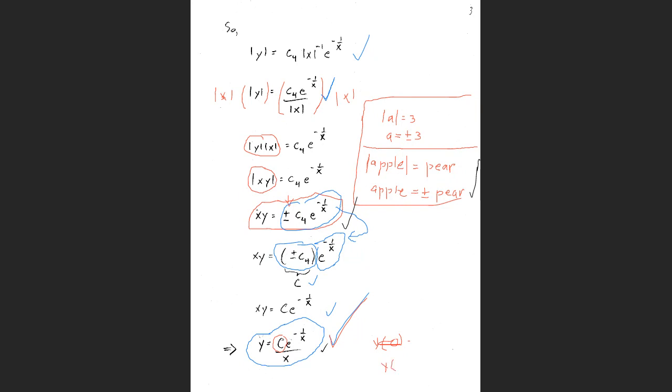So the solution would be defined at x equals 0. But if I said y of 1 equals 4, then I would substitute 4 in here and 1 for x here, and I would solve for this constant.